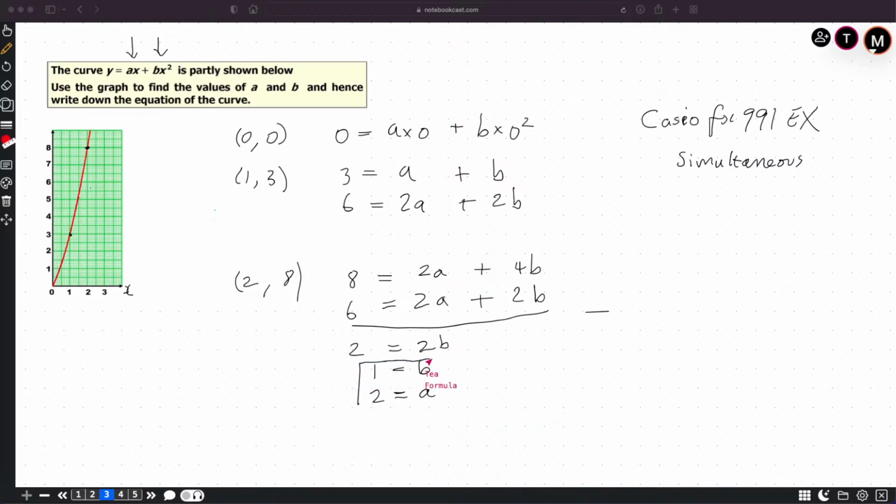And finally, we want to put those values into the equation because it looks better. a is 2 and b is 1, so y equals 2x plus x squared. And that's the equation of that line. Beautiful.